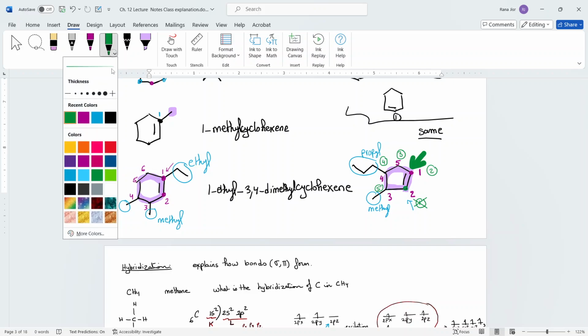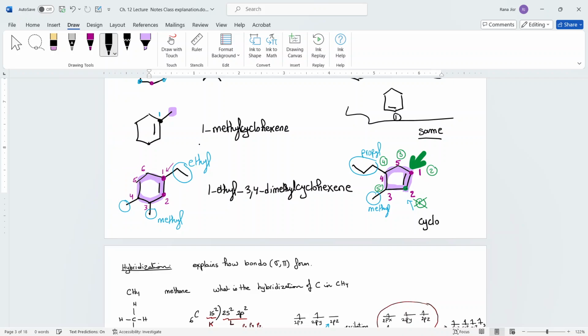So the name is going to be, that is a cyclopentene. I don't have to do 1. This is a cyclopentene. And then on carbon number 3, just arrange in alphabetical order, I do have a methyl. And on carbon number 4, I do have a propyl. And then that is a cyclopentene. Please don't put a space between the propyl and the cyclopentene.